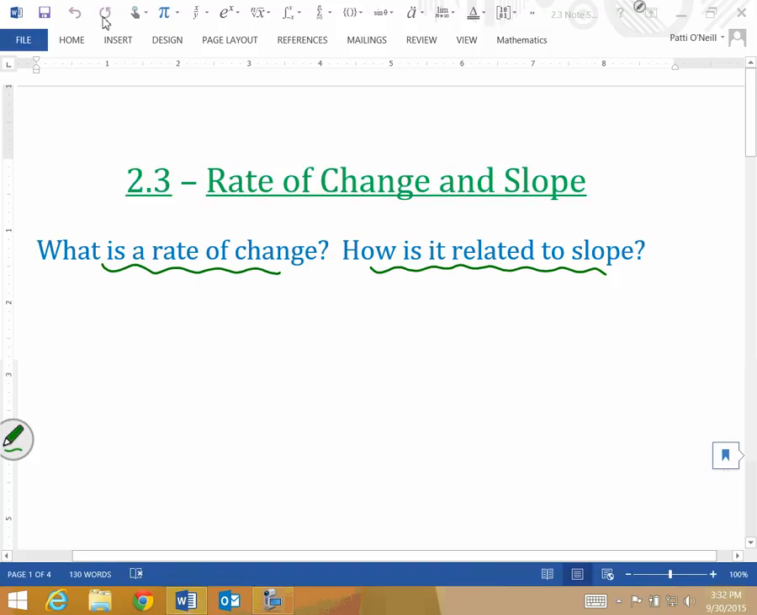So think about where you may have heard those words rate of change before. Maybe in a previous math class, maybe in a science class where you've done some applications with rates of change. And then how would you make the connection to slope?